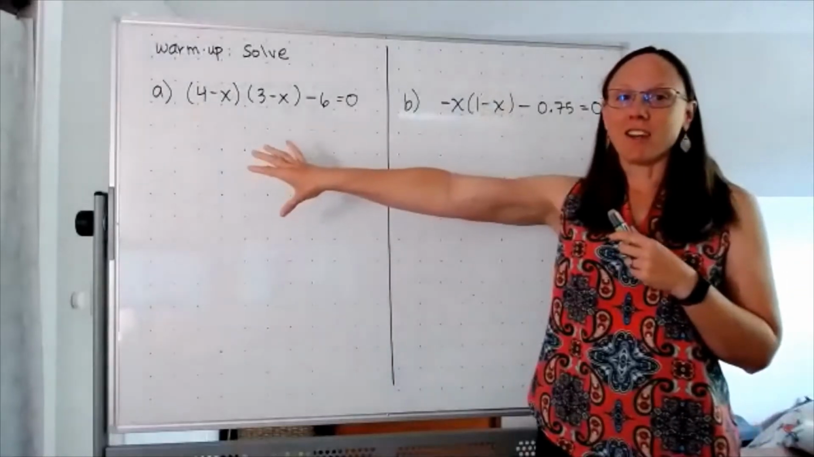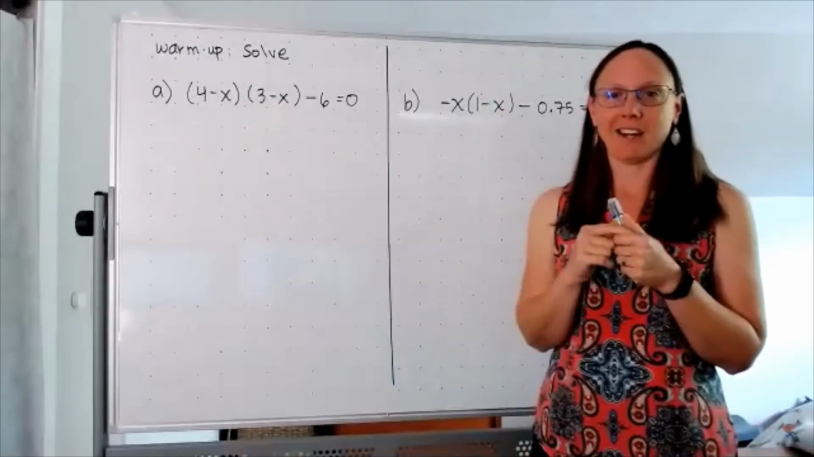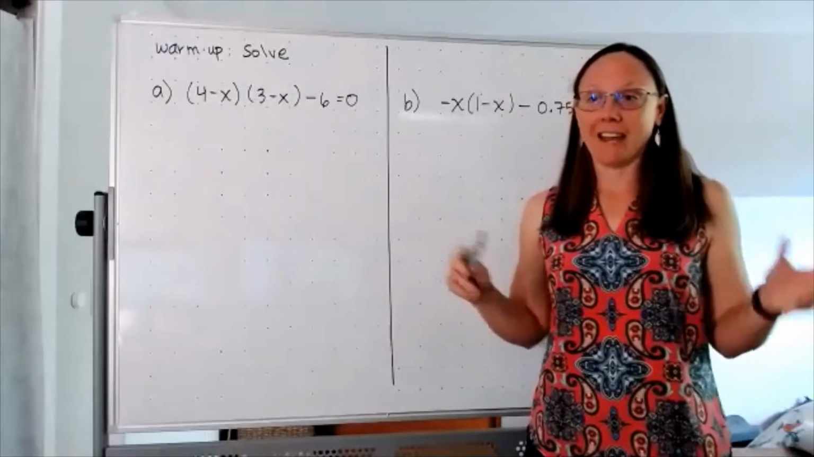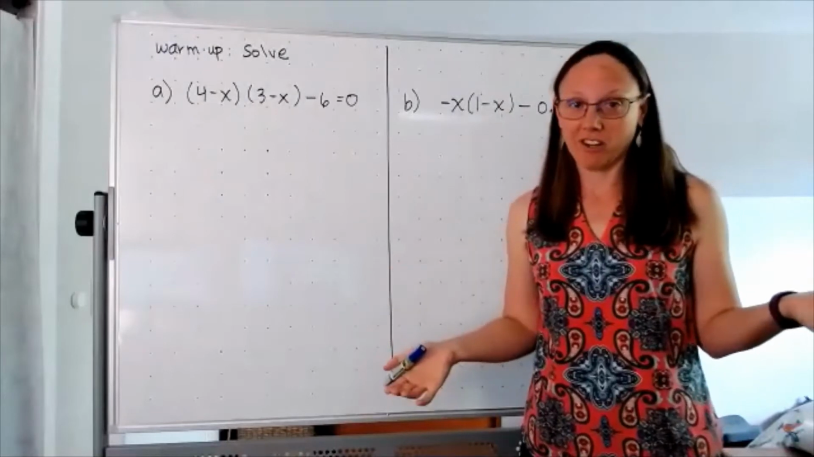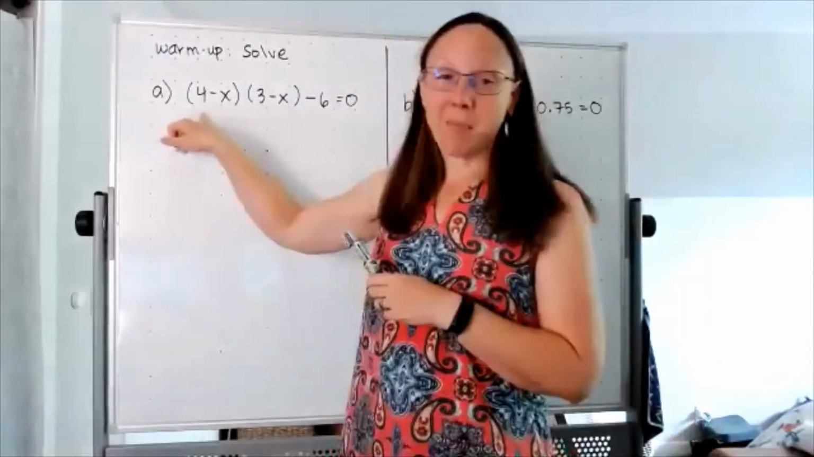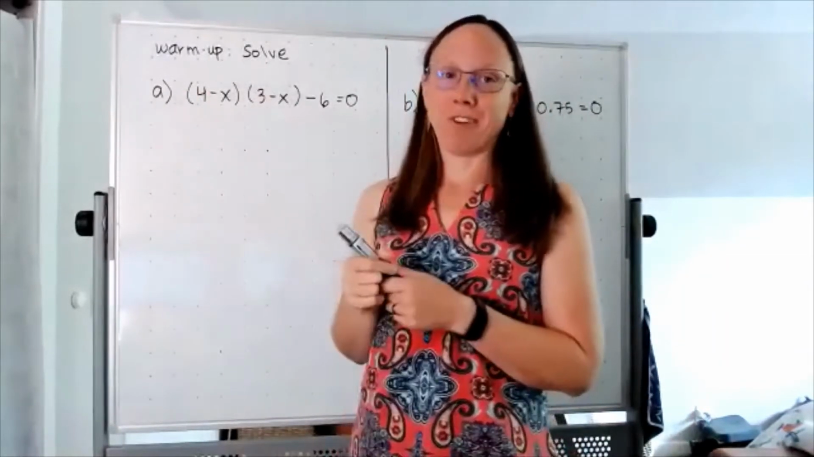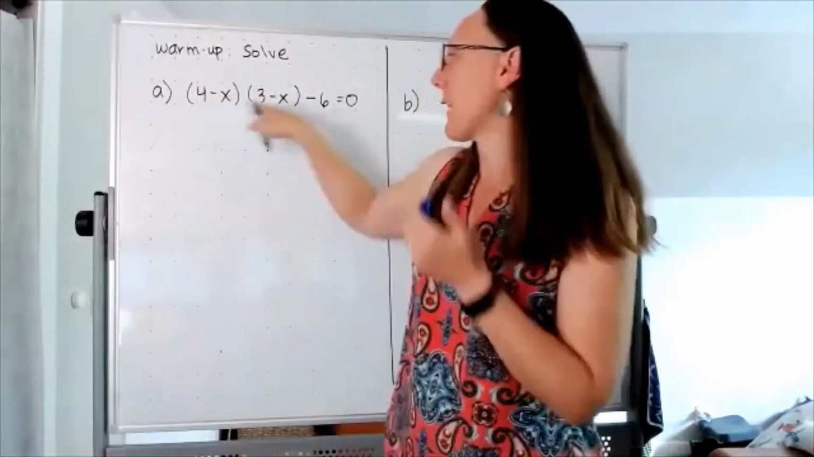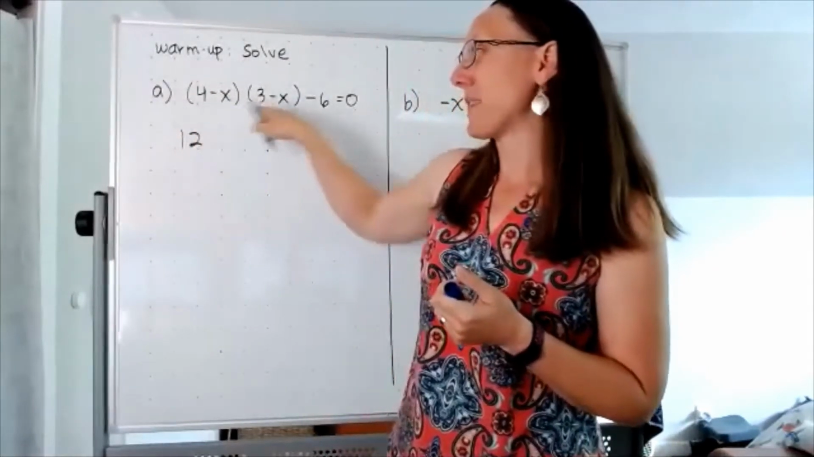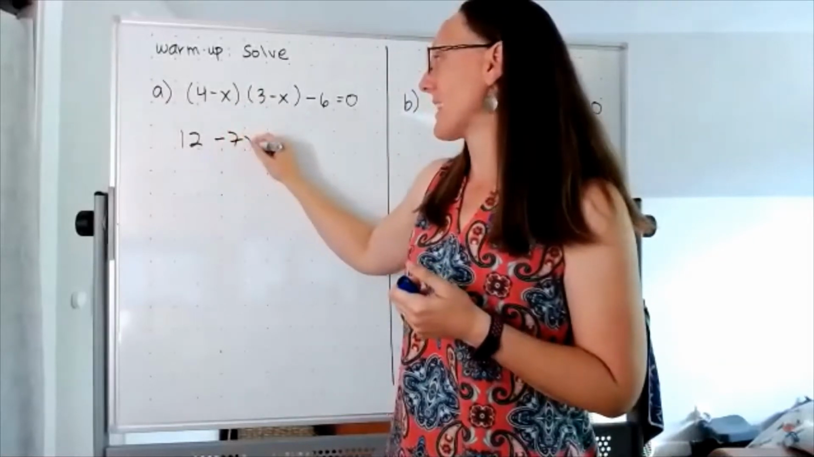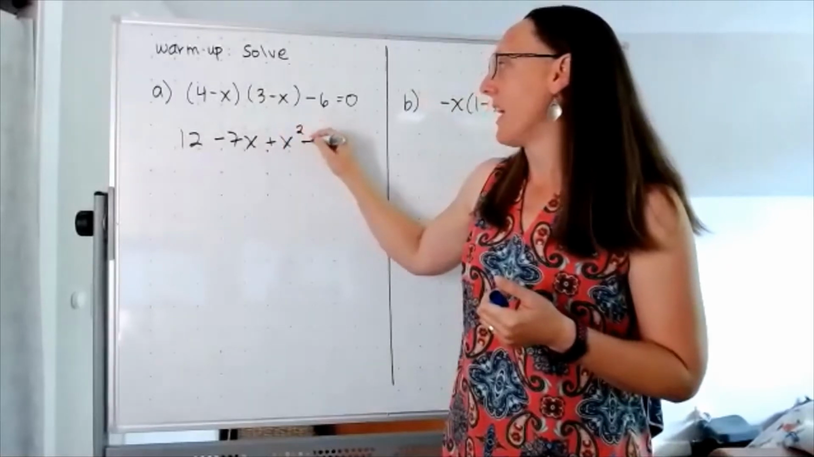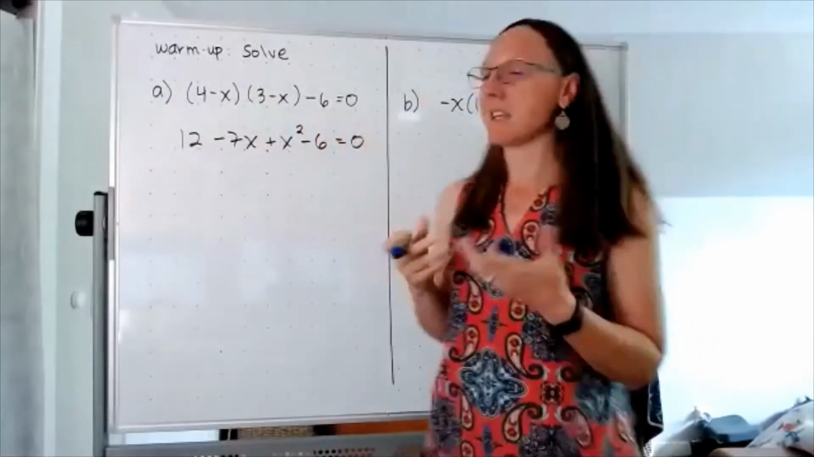So when I take a look at this first one that I had, I'm always hoping that if I'm going to have something with x squared, it's going to factor. And it might. But the first step is to distribute everything out. So when I distribute this out, I'm looking at 12 minus 3x minus 4x. So that's minus 7x. And then negative x times negative x would be plus x squared. And then I've got minus 6.